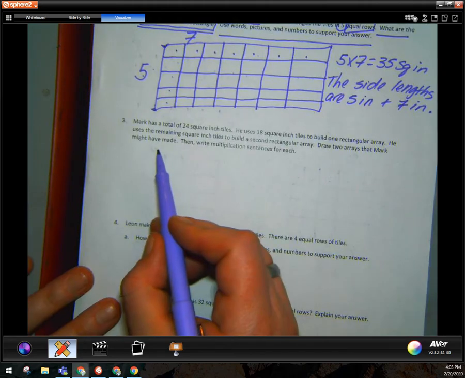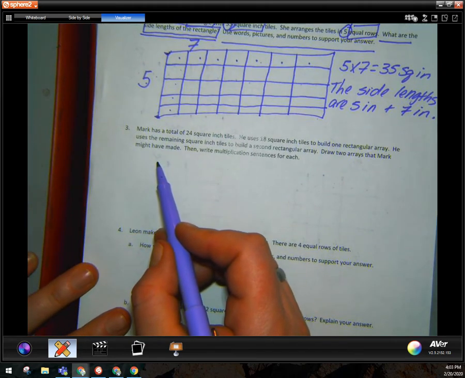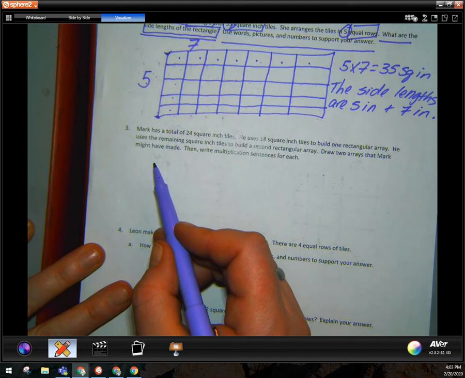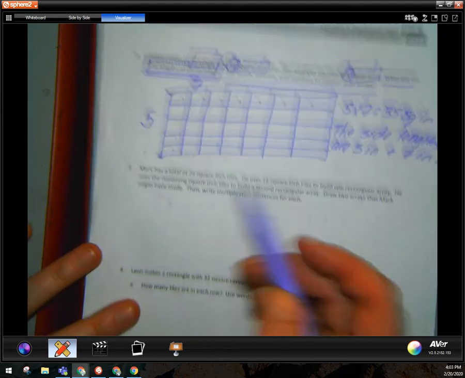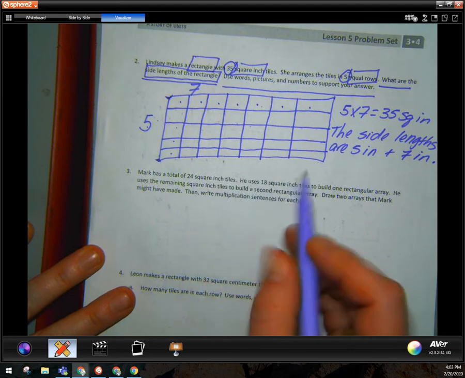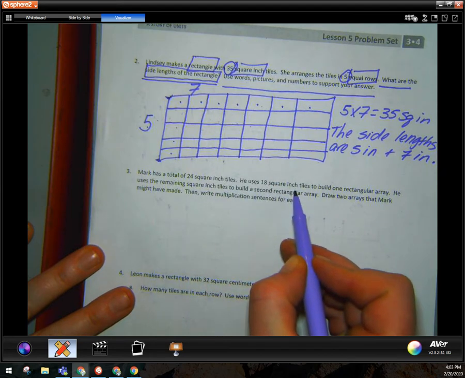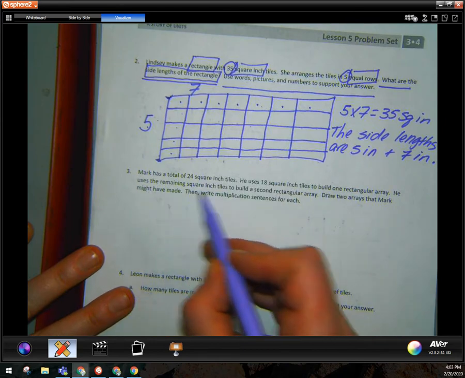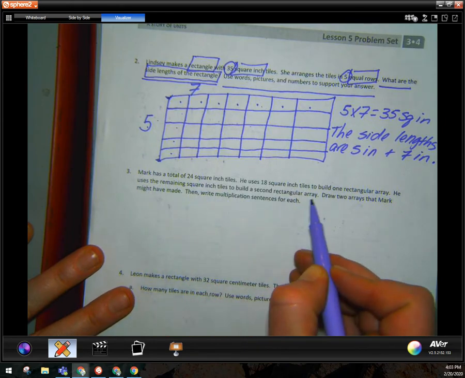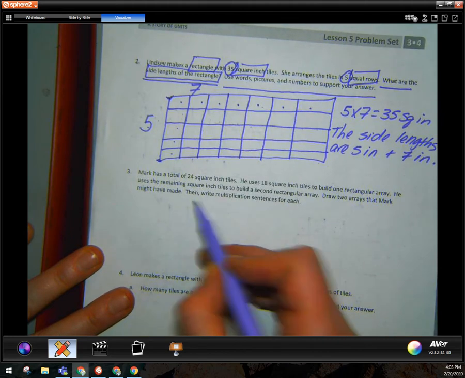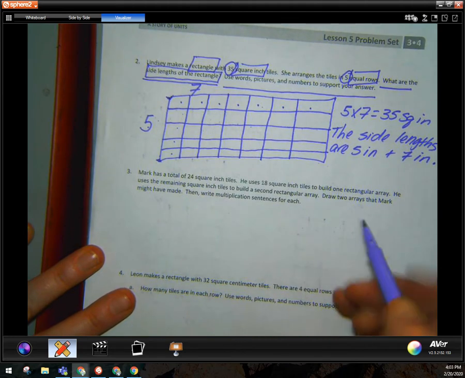Okay, I want you guys to try number 3 on your own. So I want you to push pause, give it a try. When you're finished, look at this and push play and make sure that you have the right answer. So Mark has a total of 24 square inch tiles. He uses 18 square inch tiles to build one rectangular array. He uses the remaining square inch tiles to build a second rectangular array. Draw 2 arrays that Mark might have made. Then write multiplication sentences for each.